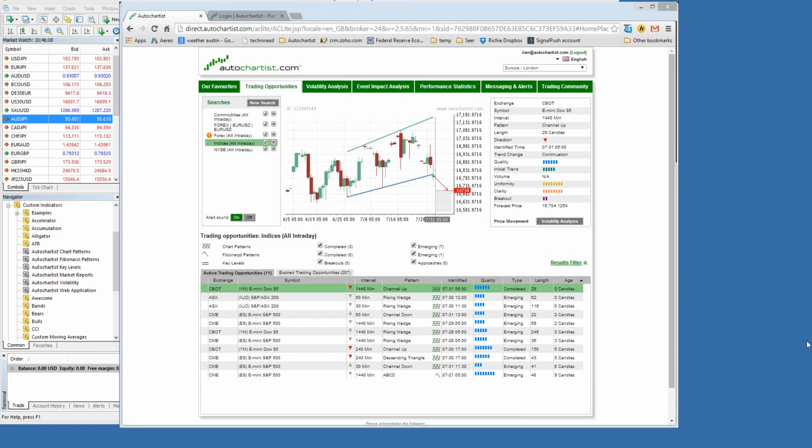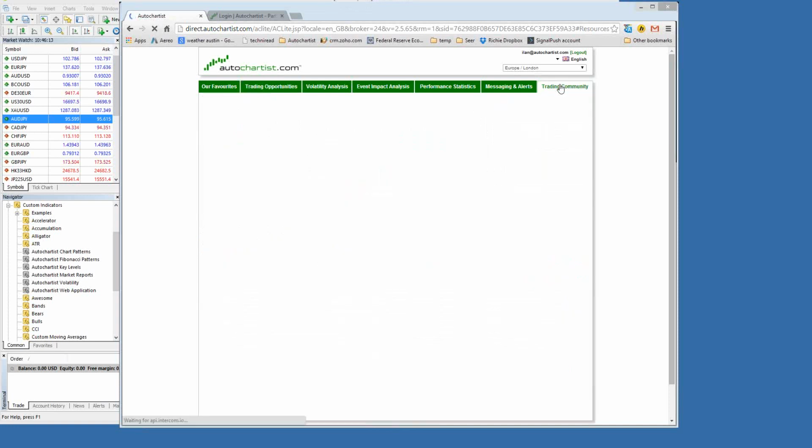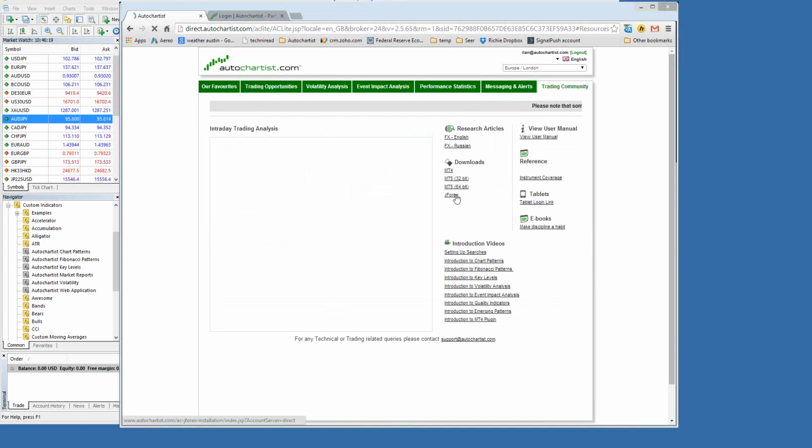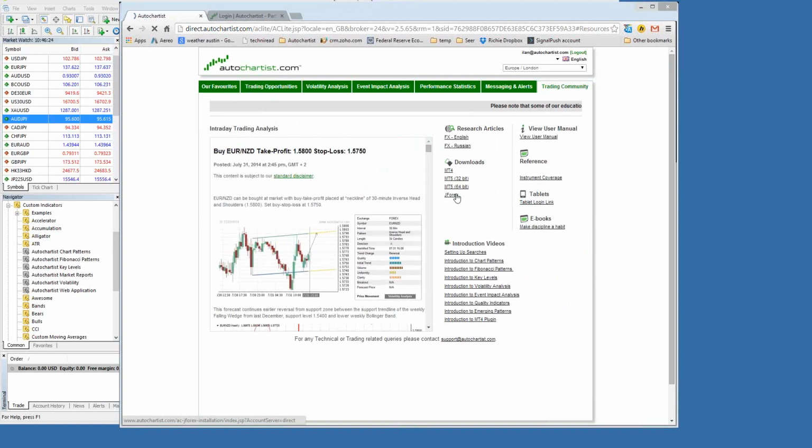Christian, do we still support JForex? We have a version of our plugin available for JForex. If you go onto the trading community site, there's a JForex plugin. We don't support it anymore because we're not getting any support from Dukascopy with regards to this. So it might or might not work, but we don't update it or support it at this stage.